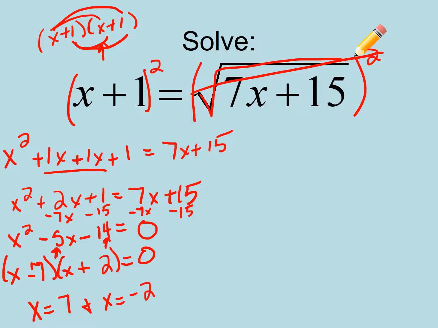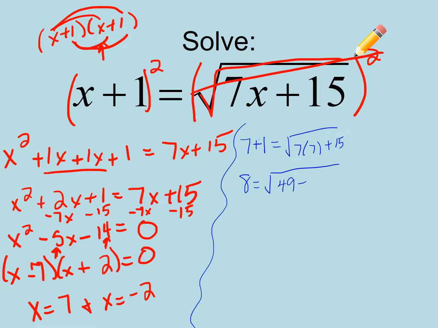But before we get too excited, we got to check our solutions to make sure we don't have any extraneous answers. So I'm going to try number 7 first. So I have 7 plus 1 is equal to the square root of 7 times 7 plus 15. So 7 plus 1 is 8. 7 times 7 is 49 plus 15. 49 plus 15 is 64. So we have the square root of 64. So is 8 the same thing as the square root of 64? You bet it is. So we know 7 is a solution.